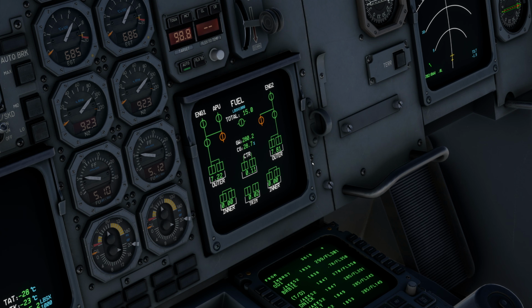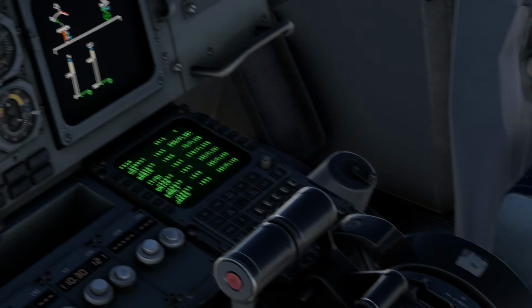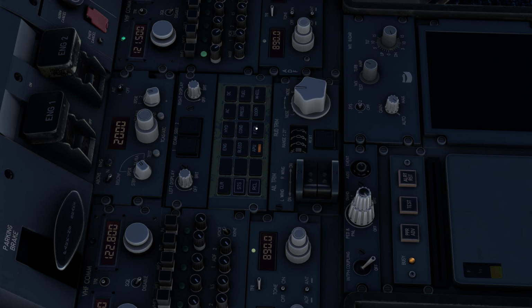You don't need to consider balancing it out until you eventually get an ECAM caution about it, but just have a good eye on what's going on in here and how the distribution is. Then we can move on to the APU. Obviously that is shut down right now, so we don't get any indication on there.